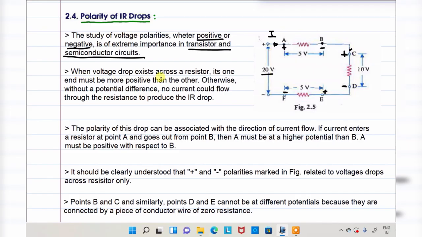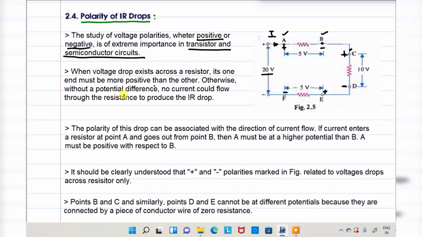So when a voltage drop exists across a resistor, its one end must be more positive. Yes, A is more positive than the other end, B. That means it is a plus, it is a minus. That means A is more positive with respect to B. Here is the higher potential, here is the lower potential. Then only current will pass.